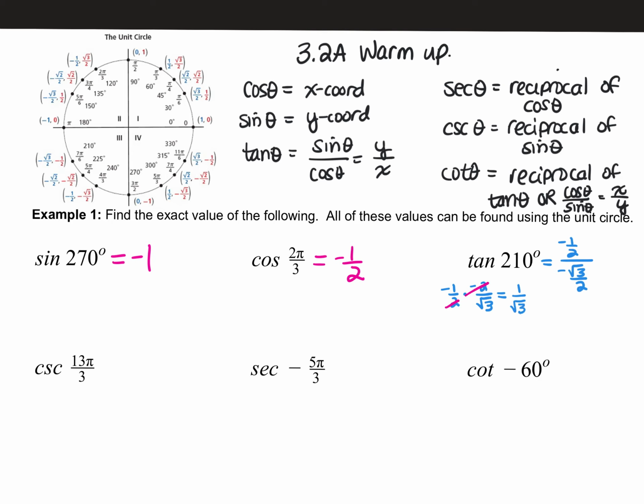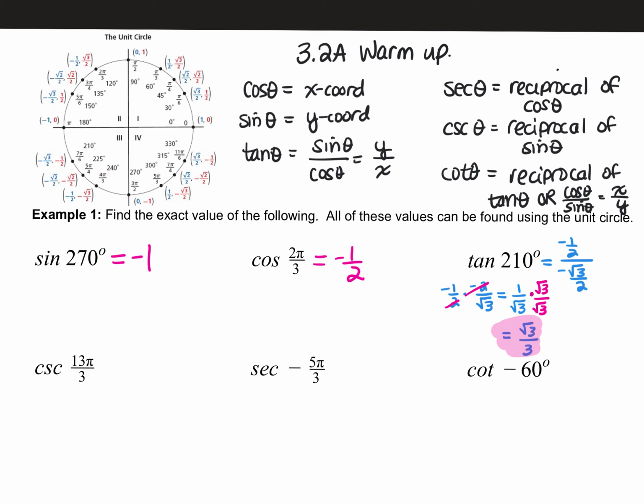Now finally, we like to rationalize the denominator here. So I'm going to multiply by radical 3 over radical 3 so that I end up without any radicals in the denominator. And then that multiplication just becomes radical 3 over 3. So the tangent of 210 degrees is radical 3 over 3.